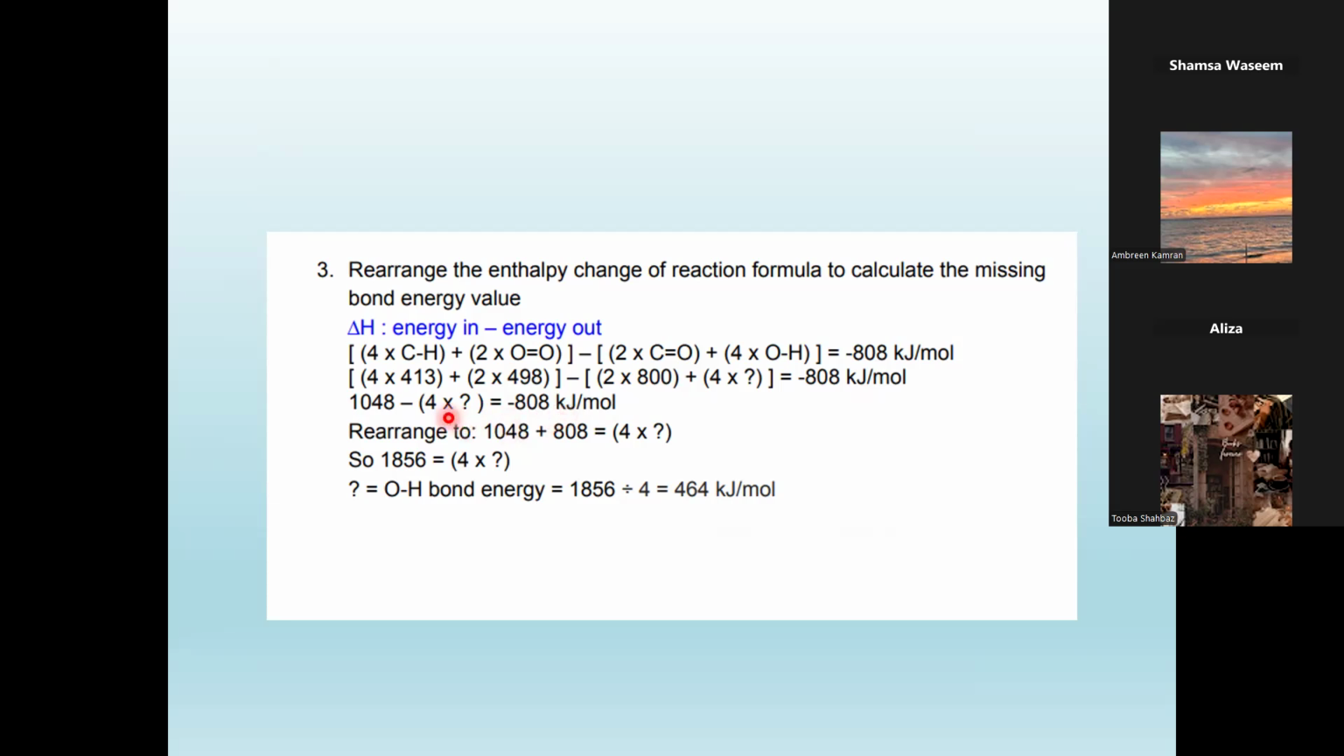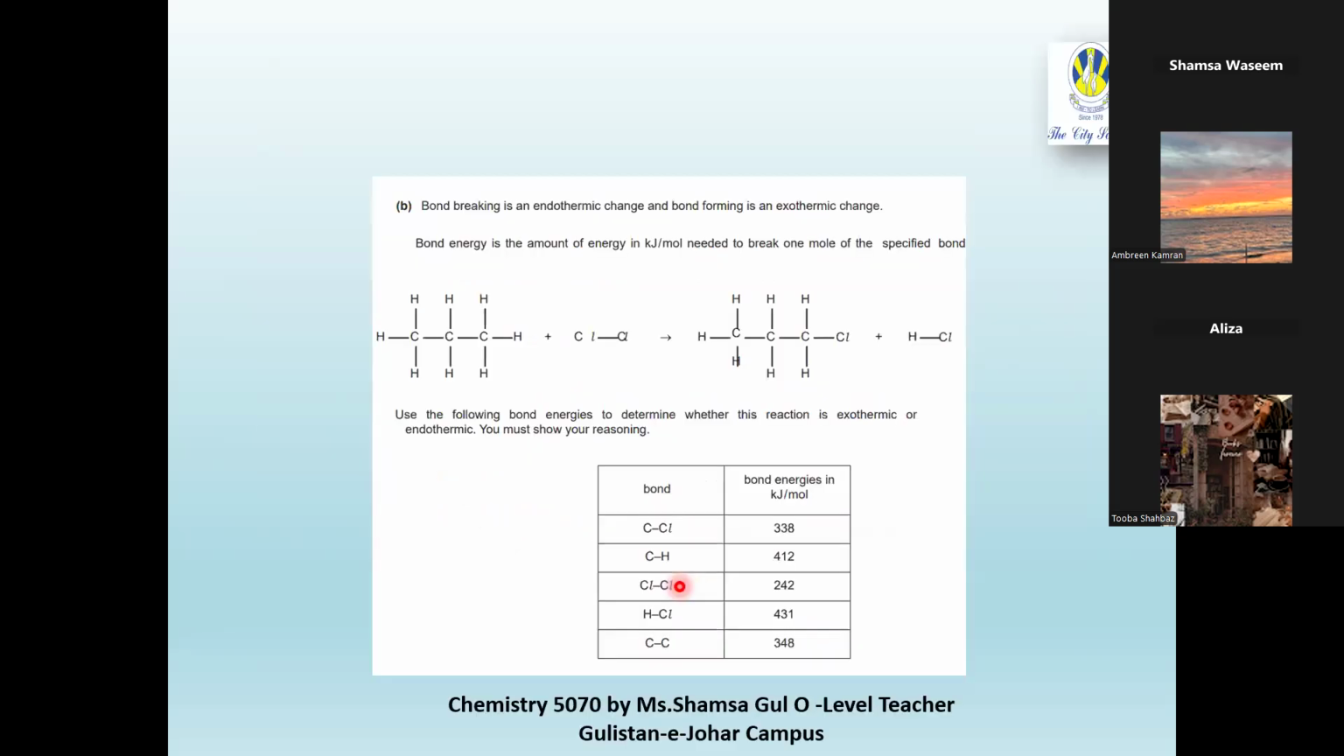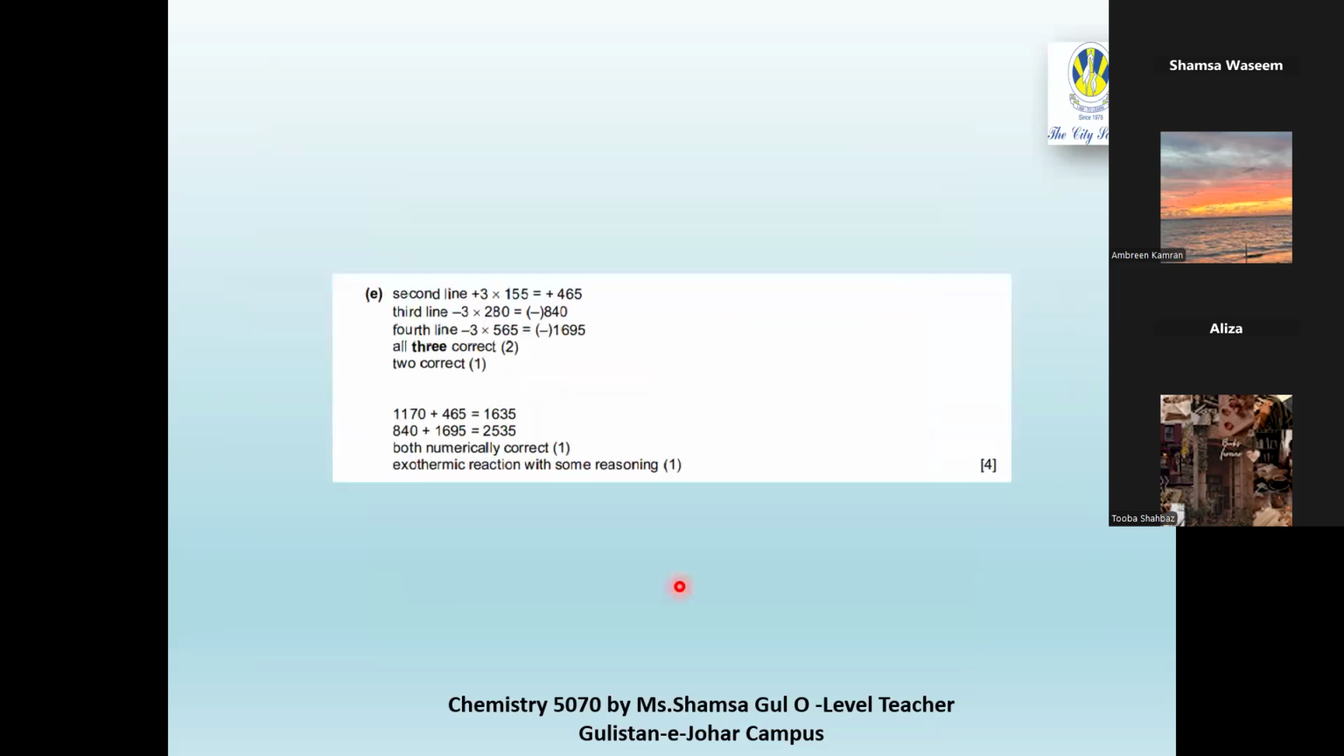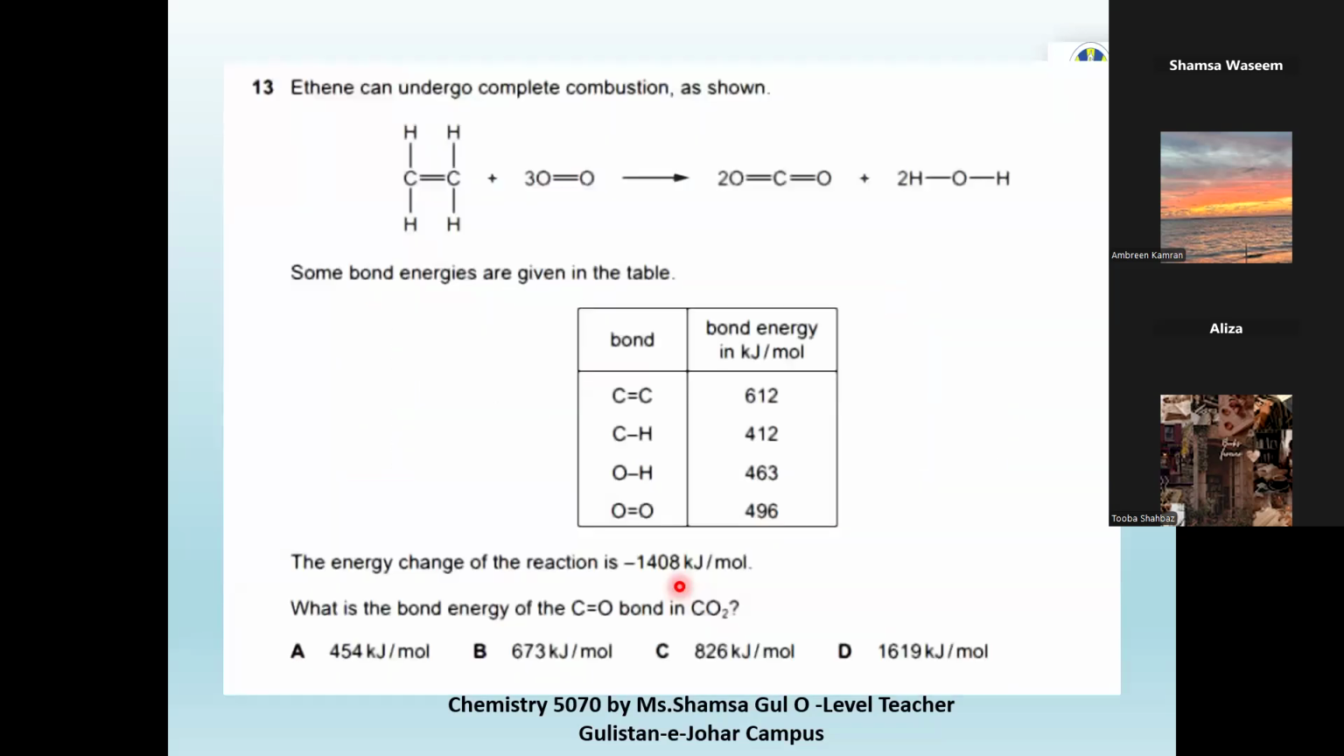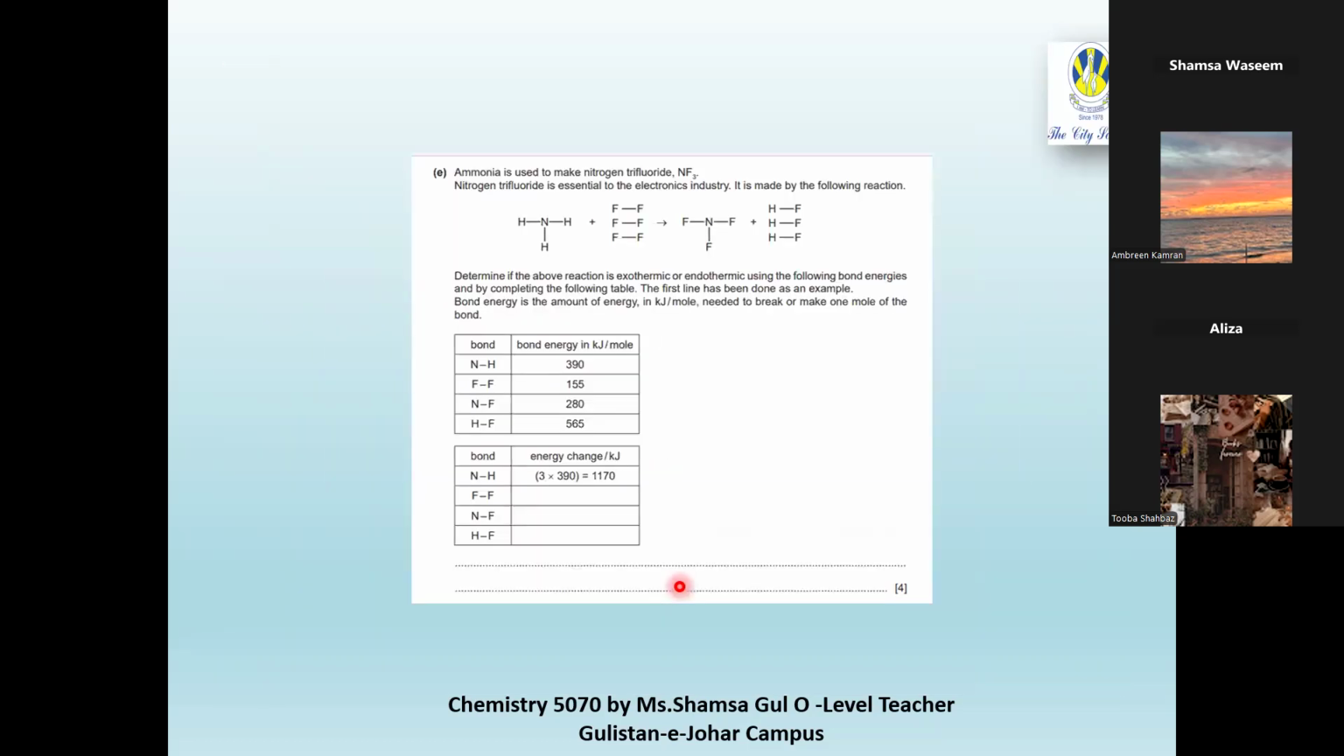So we have to find 4x, the bond energy value, which is going to be 808 plus 1048. As you have to find the value of only one bond, you just divide 1856 by 4, so you'll get 464. Got it? I don't understand the rearrangement part. They're just rearranging, so 4x bond energy will be this. Okay, girls? Did you get it? Yes.